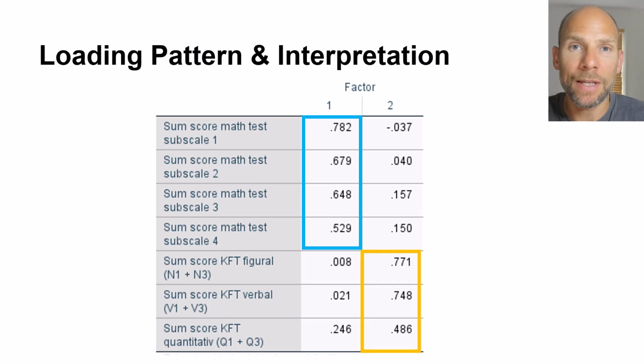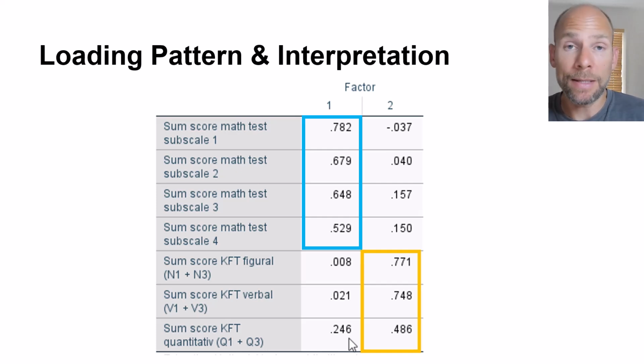The quantitative subscale also has a pretty substantial cross-loading on the first factor. You can see here this is 0.246 versus 0.486, but it does make sense because the first factor is a math factor which uses numerical material also, so it kind of makes sense that the quantitative numerical subscale of that cognitive ability test has somewhat of a cross-loading on the first factor as well.